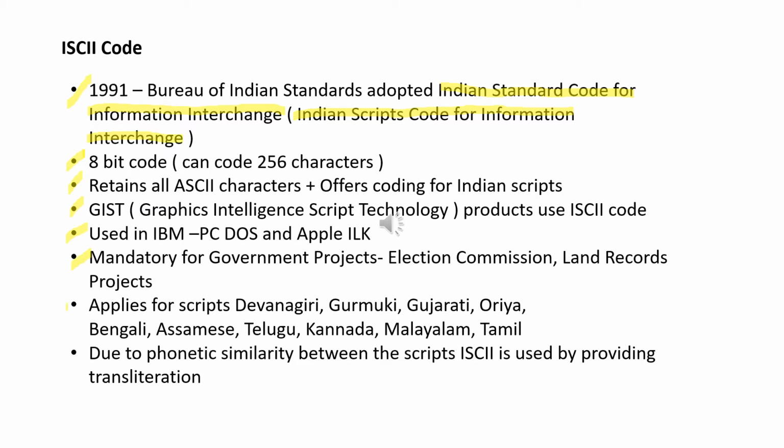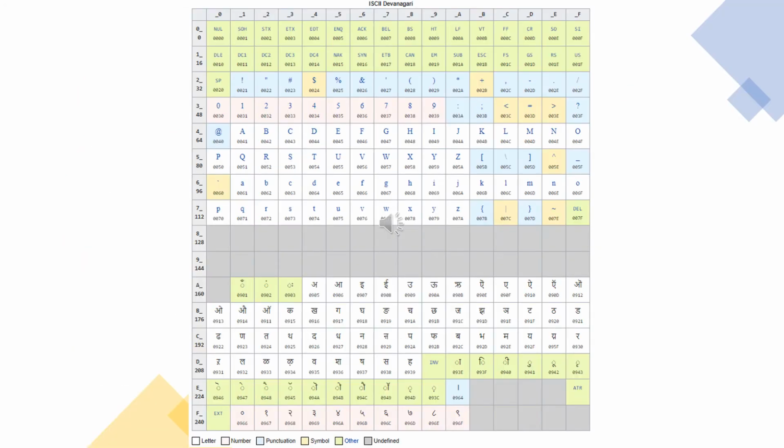And this code applies for the scripts Devanagari, Gurmukhi, Gujarati, Oriya, Bengali, Assamese, Telugu, Kannada, Malayalam and Tamil. This single coding can be applied for all of them by providing transliteration. And transliteration means it's a method of mapping from one system to another based on phonetic similarity. Now let us look at the ISCII Devanagari code. You can see that both ASCII as well as the Devanagari scripts are supported.